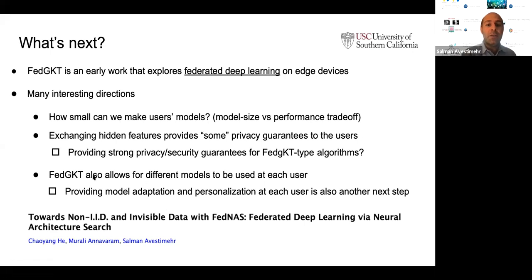And finally, these methods like FedGKT allow for different models at the users. So far, we fixed the model. We said everybody is doing ResNet 8. I think it's very interesting to figure out what are the right models at the users, or what are the model adaptation and personalization that can happen at each user. We have done some preliminary work here. There is a workshop paper where we cast this problem as a federated neural architecture search. But in general, I feel that's a very important problem to think about, what are the right models for the clients, not just a generic model that is given to the users.